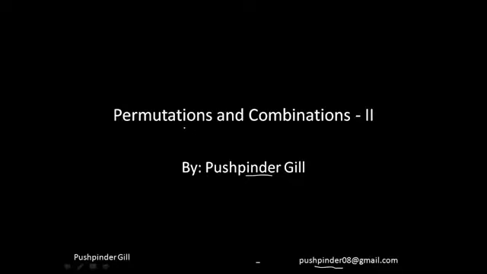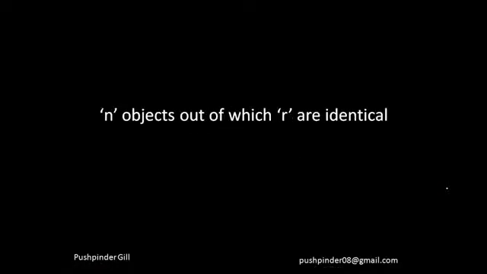So today we are going to do the second video on permutations and combinations. If you watched the first video, you very well understood that n things can be arranged in n factorial ways. We are going to build on that point in this video. So if there are n objects and you want to arrange them, the answer is n factorial.